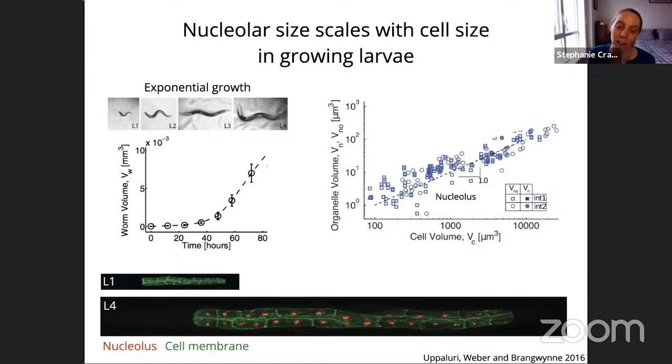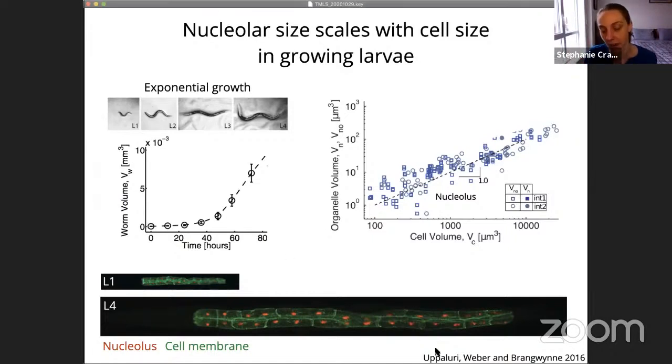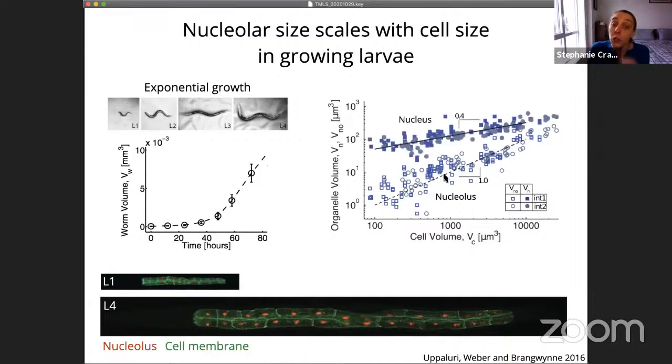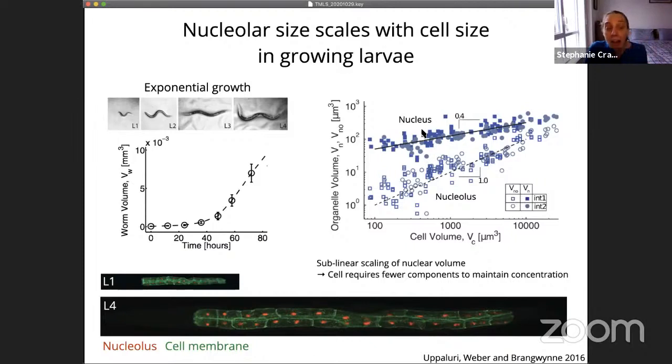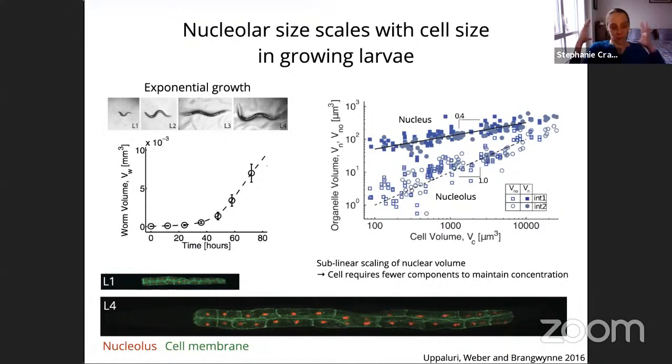But interestingly, what we also found, and I should mention that this work was done by Shravanti Upaluri, is that the nucleus scales sublinearly with cell size. So as the cell grows, the nucleus doesn't keep up, but the nucleolus keeps up. And so this sublinear scaling of the nucleus means the cell doesn't require making as much stuff to maintain the scaling of the nucleolus. That could be one way to maintain organelle size without spending so much energy just producing enough stuff to maintain a constant volume or a constant concentration.